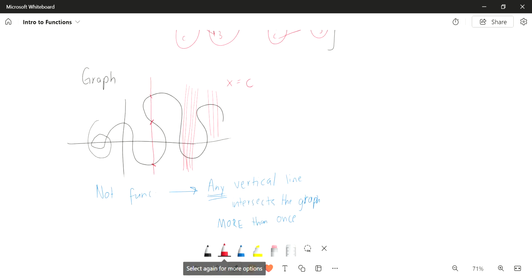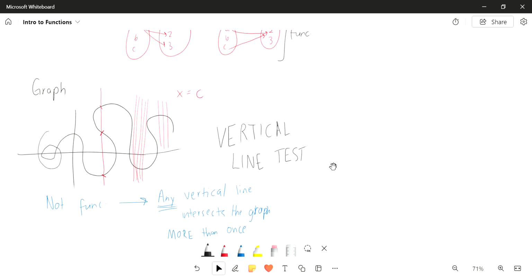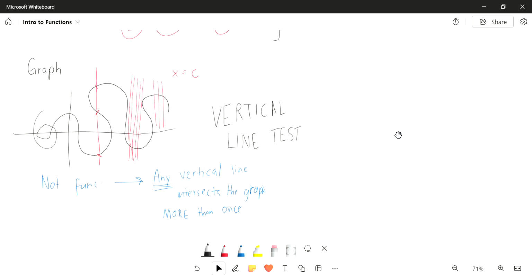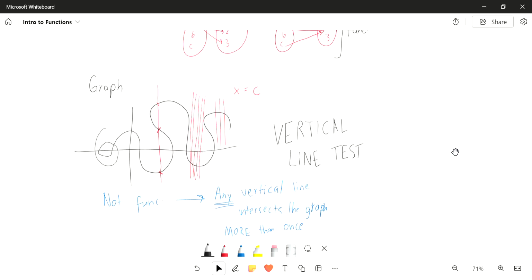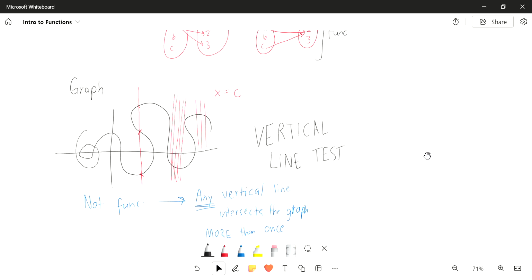So this type of test is called the vertical line test, and it's a pretty fitting name for a very important test. The name literally describes everything, so I'm not really going into why it's called a vertical line test, but yeah. So that's how you would find out if any graph is a function.